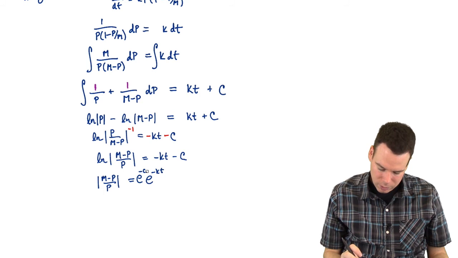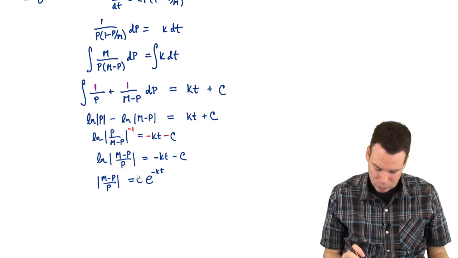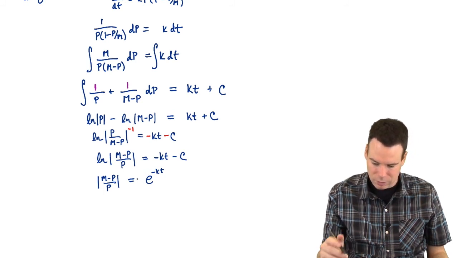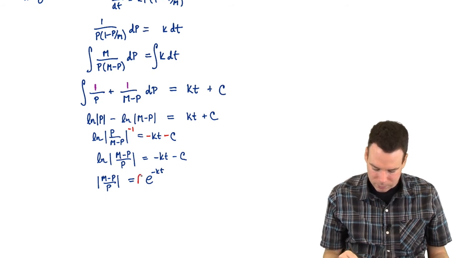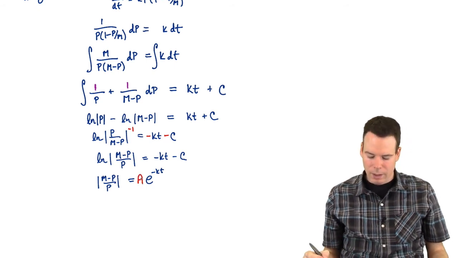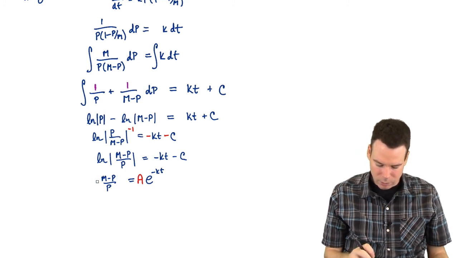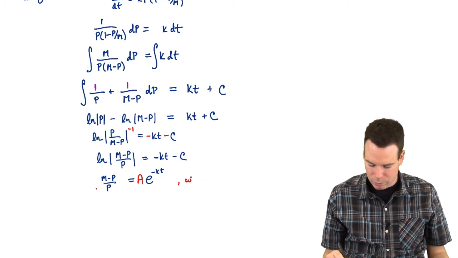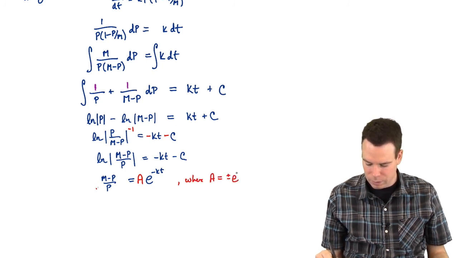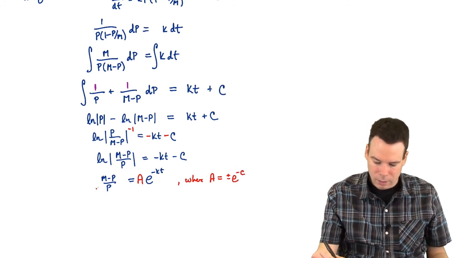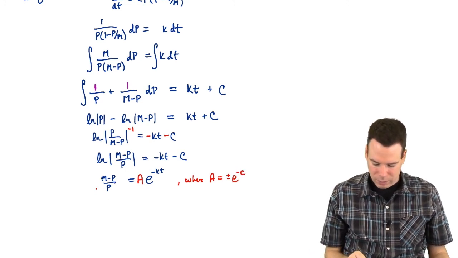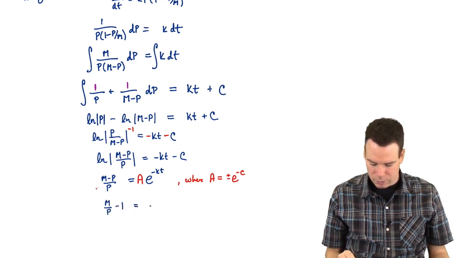So what I can really do, and it's much the same thing I did with the natural growth solution, is replace that constant with an A, and then say, well, A can be plus or minus. So that will allow me to get rid of the absolute value signs. So what we have is where A is equal to plus or minus e to the negative c. Now at this stage, we can divide p into each piece, so that's m over p minus 1 is equal to A e to the negative kt.